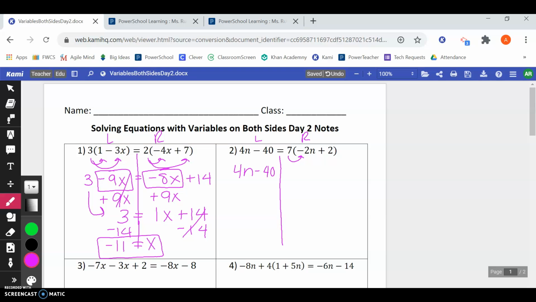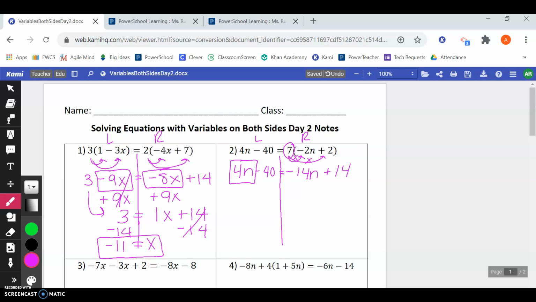And then on the right, I can distribute because I have this set of parentheses. So I multiply the number outside to everything inside. So 7 times negative 2 is going to be negative 14. And then I do 7 times 2, so it's positive 14. Alright, I still have my equal sign.